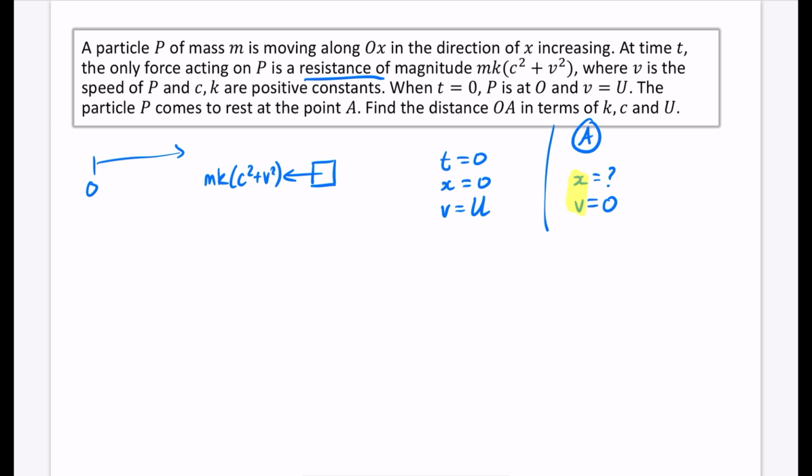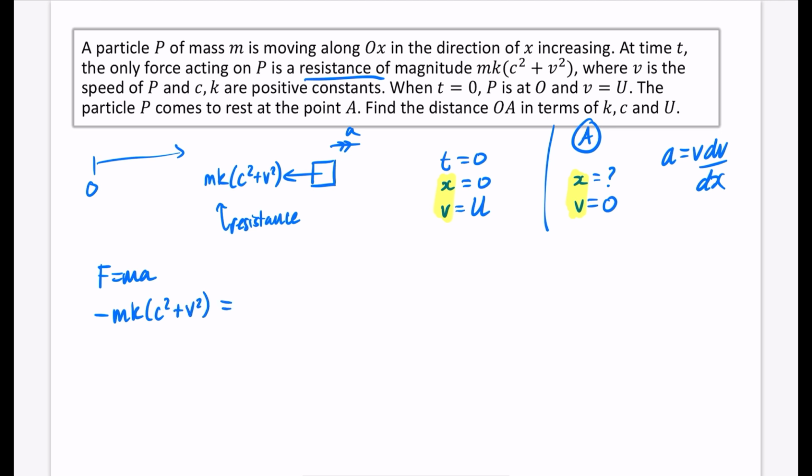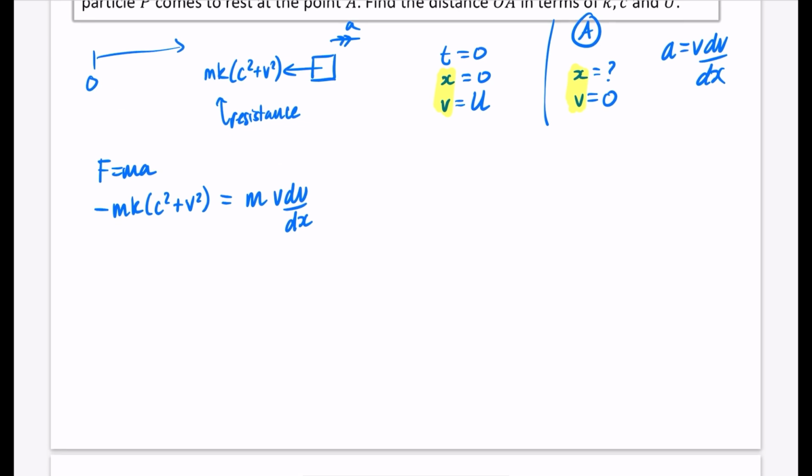Well, look, I'm interested in x and v, which means I'm going to use that a is v dv/dx, okay? And this time, we've got that the force is a resistance. This is a resistance. And so we're actually talking about it moving to the right. So when I do the F equals ma, my force is going to be negative. It's going to be minus mk(c squared plus v squared) is equal to the mass times the acceleration, which is v dv/dx. I just didn't think you'd see the day in mechanics where there's not really a single number anywhere. It's all letters, but here we are.